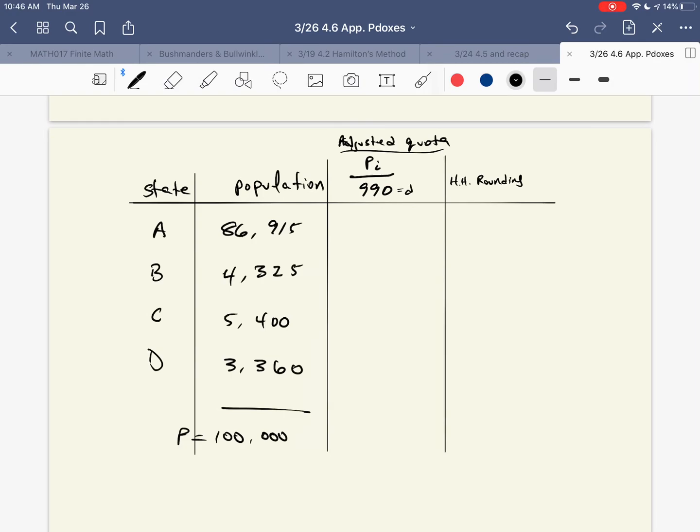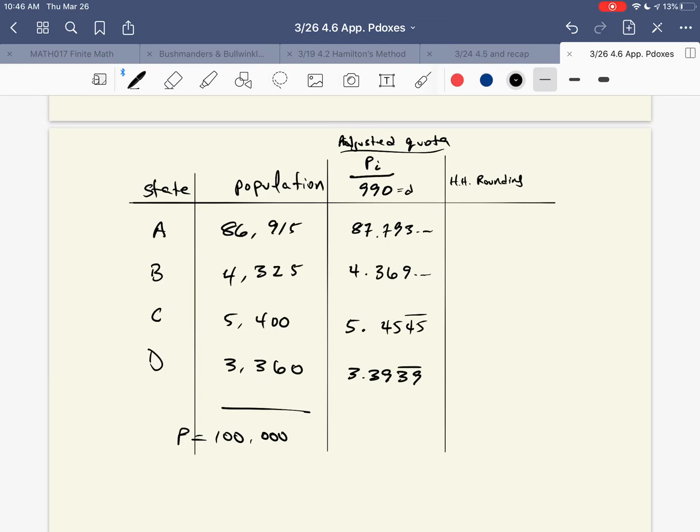Okay. And lucky for you, I've divided all these things because dividing by 990 is not as nice as dividing by 1,000. So what happens when we divide 86,915 by 990? We're going to get 87.793 something. And here we're going to get 4.369 something. Here we're going to get 5.4545 repeating. Here we're going to get 3.3939 repeating. Good.